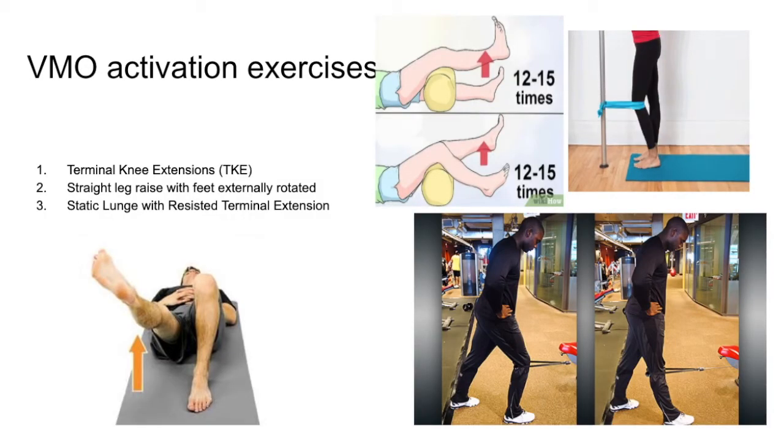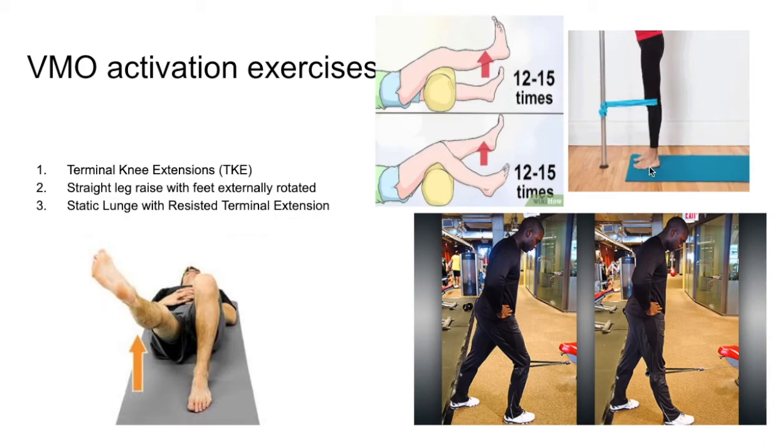Next, you can start activating your VMOs, that is the vastus medialis oblique. There are a lot of ways how you can activate it. Here I have listed three simple ways how you could activate. The first is terminal knee extension. For this, you can just place a bolster under the knee and ask the patient to lift the foot off the ground or the couch.